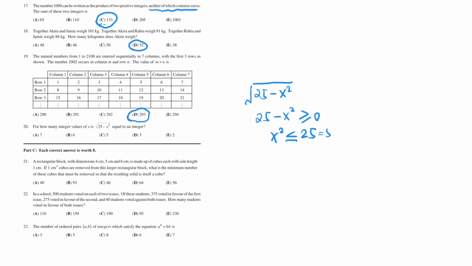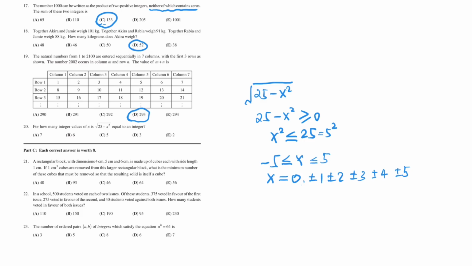25 is 5 squared, so x is greater than or equal to negative 5, because a negative number squared is always positive, and less than or equal to 5. So the possible integer values of x are 0, positive and negative 1, positive and negative 2, positive and negative 3, positive and negative 4. Also the last one, positive and negative 5.